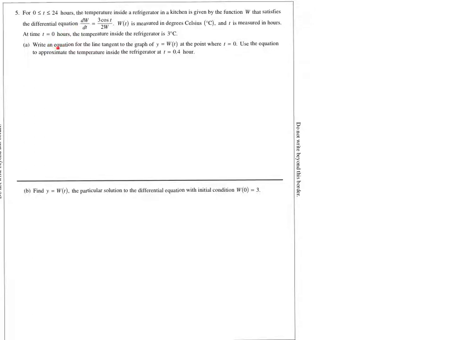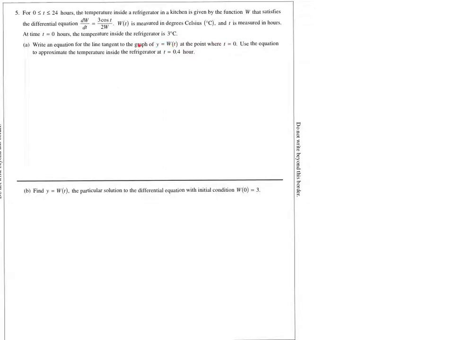part A, we've got dw dt, 3 cosine t over 2w. W is measured in degrees Celsius and t is measured in hours. So dw dt would be like degrees per hour. At time t equals 0 hours, the temperature inside is 3. So there's your classic initial condition. So we have one data point that's actually on the curve of w as a function of t. So it says write the equation for the line tangent to the graph of y equals w of t at the point where t equals 0.